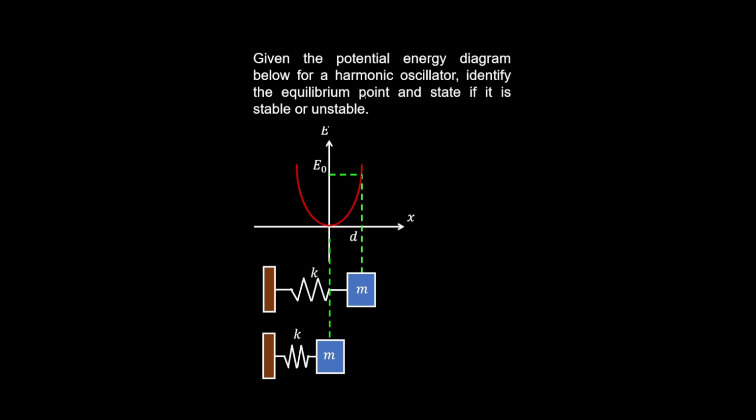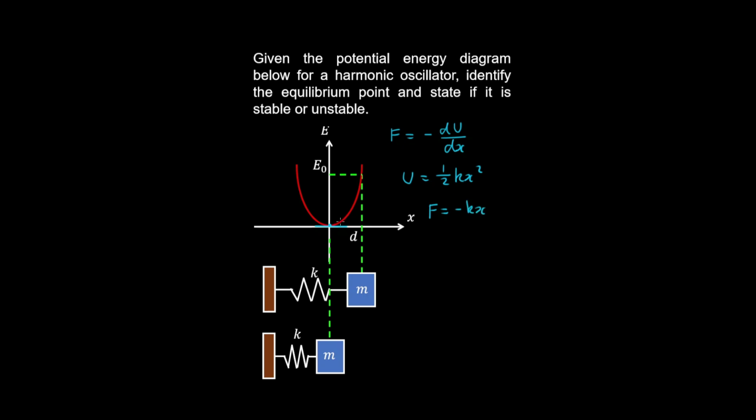Given the potential energy diagram below for the harmonic oscillator, identify the equilibrium point and state whether it is stable or unstable. Well, recall that the force in the spring is equal to minus a change in potential energy. So when the slope of the tangent to the potential energy curve is 0, which is at this point, that's where the equilibrium point is. So recall that the potential energy stored in a spring is 1/2 k x squared, and therefore the force is equal to minus the derivative of this function with respect to x, so that will be minus kx.